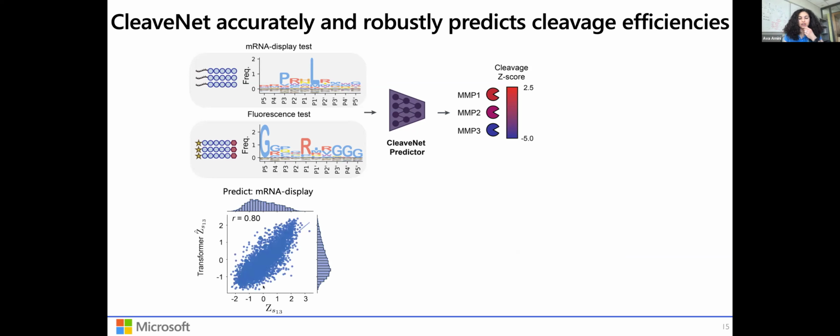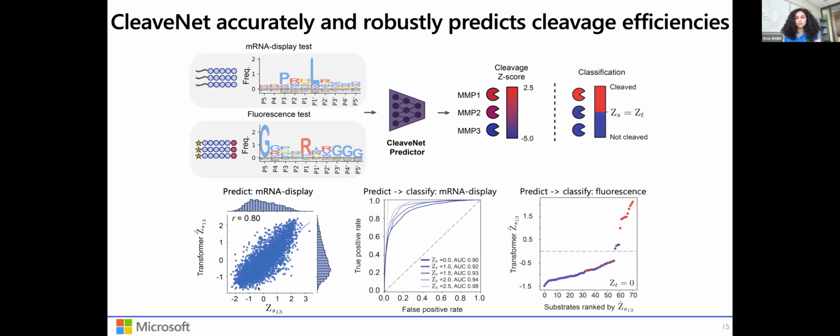This is a very tractable regression problem. So what you're seeing here is the scatter plot showing the correlation of the true z-scores for one such MMP, MMP13, against the predicted z-scores. And we see we have quite good concordance across the test split of this mRNA display dataset. We can also turn these continuous cleavage predictions into a thresholded binary label of cleaved versus not cleaved.